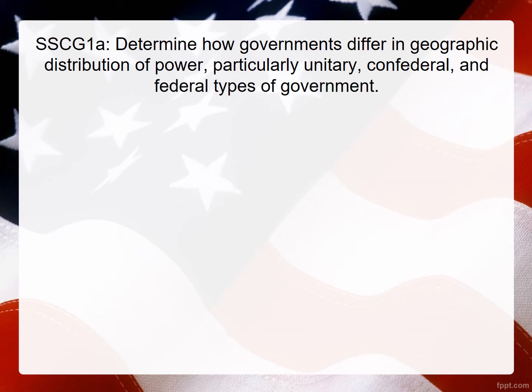distribution of power, particularly unitary, confederal, and federal types of government. So we're going to talk about how the government distributes or loans out its power, how there's power within the central government, and how that power is divided amongst the entire country. The first thing that we're going to talk about is a unitary type of government.